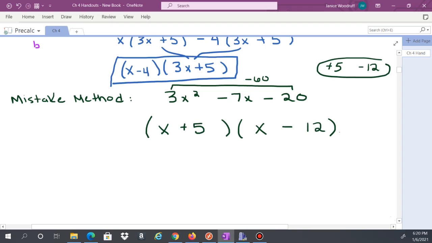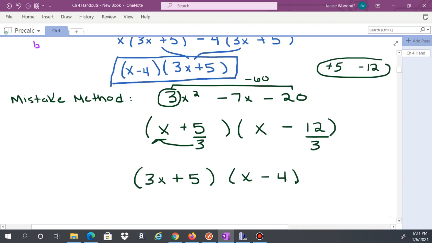Okay, then we say, oh, I made a mistake. I forgot it's not monic. I forgot the 3. So then you have to include the 3. So what you do is you take the 3, put it underneath these numbers you plop down, and then you simplify. So 5/3 does not simplify. So what you're going to do there is take that 3, put it in front of the x. 3x plus 5. Negative 12/3 simplifies. That's just 4. x minus 4. There's your factors.